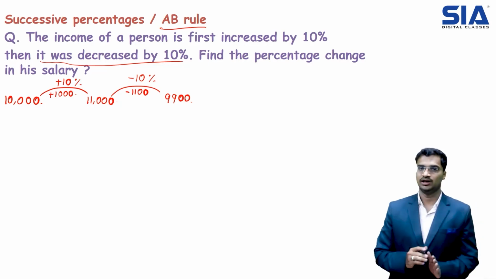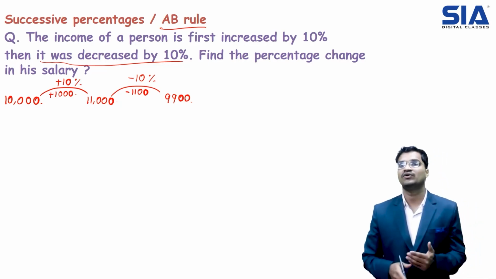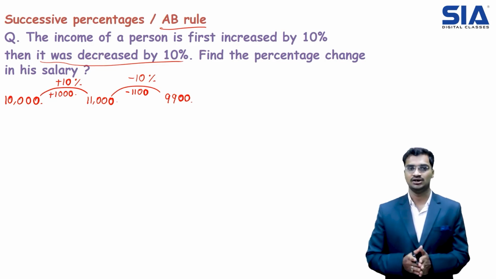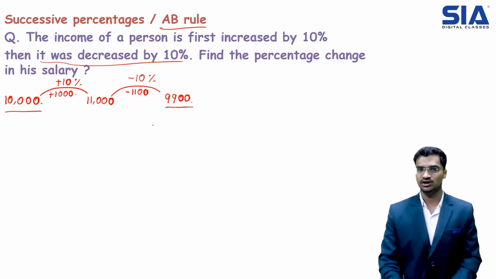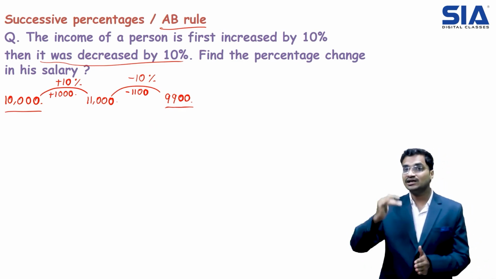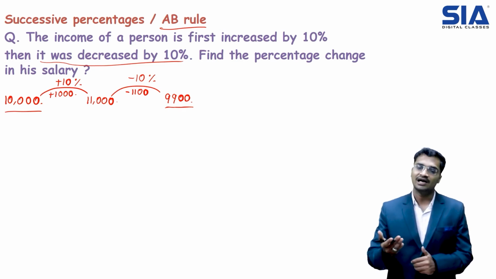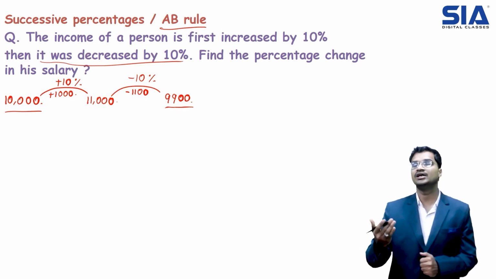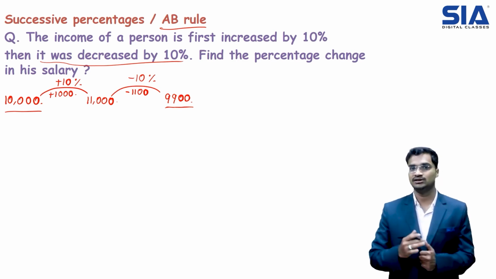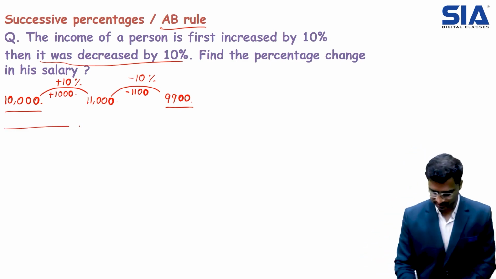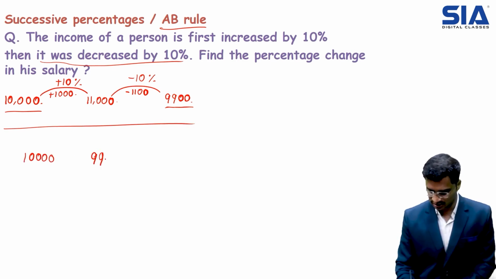So 9,900. Now I have to find the percentage change in his salary. Previously he was earning 10,000. Now he is earning 9,900. Is his salary increased or decreased? His salary has been decreased. So there was a negative net effect. Previously he was earning 10,000, now he is earning 9,900, so there is a difference of minus 100 rupees.